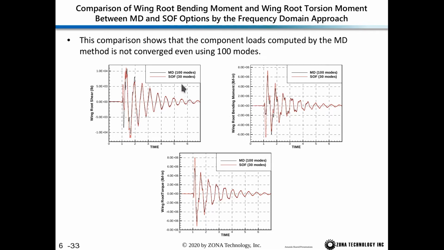excitation dies out, the answers do converge to the same answer. So this indicates that even with 100 modes, the mode displacement method is not accurate yet. We would need even more modes for the mode displacement method. The mode displacement method for this high frequency dynamics at the beginning is not accurate, and it's not a converged solution.